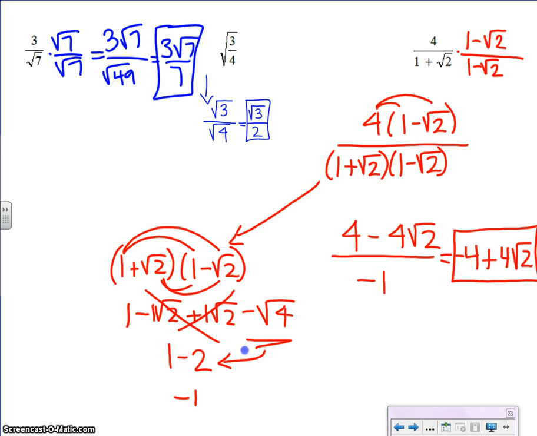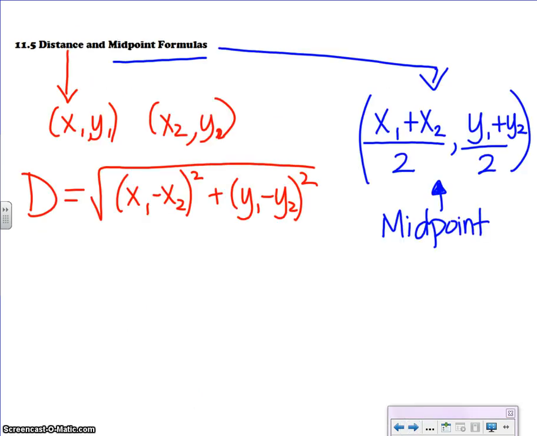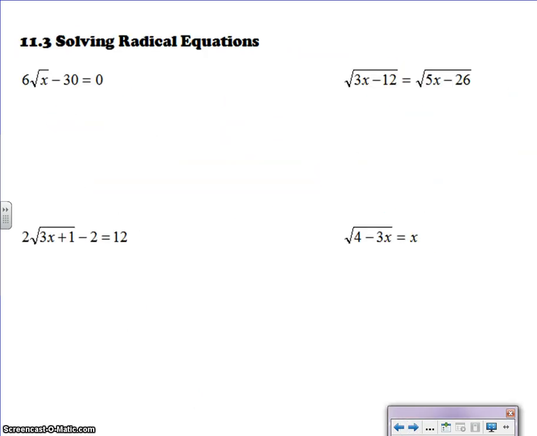Okay, that was by far the most difficult section of the chapter, so let's go ahead and move on to what we thought was quite a bit easier when we learned it. All right, we're going to now talk about solving radical equations. Remember, we're trying to get the radical sign by itself. So when we look at this one, 6 times the square root of x minus 30, we're going to move the 30 first to the other side.